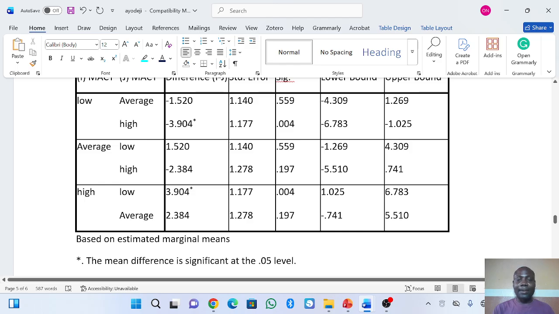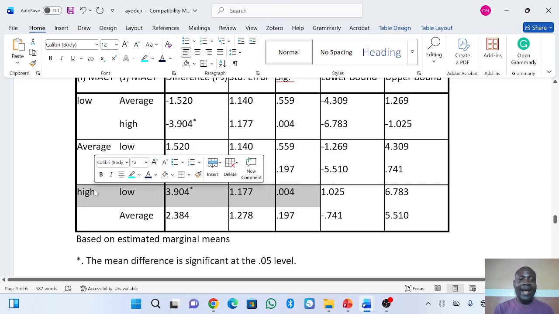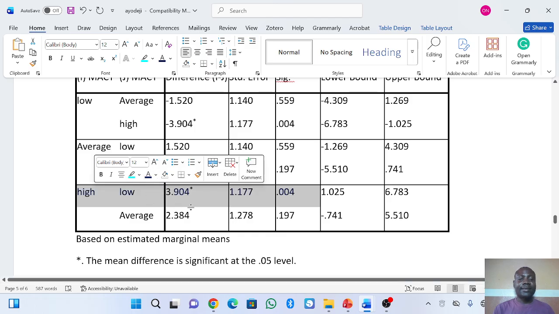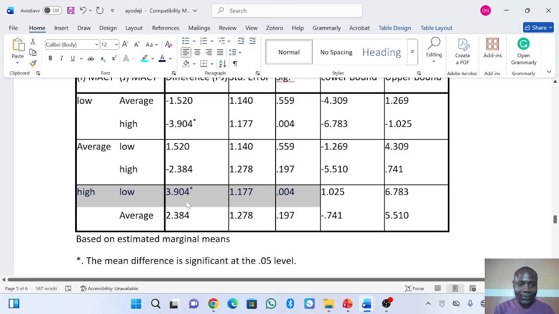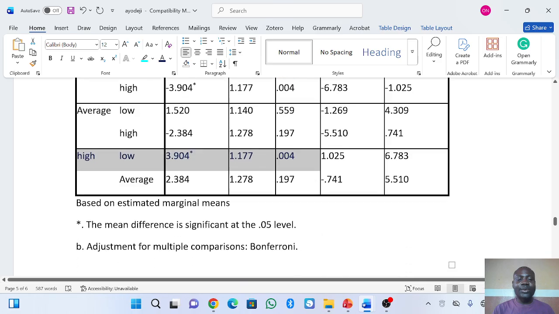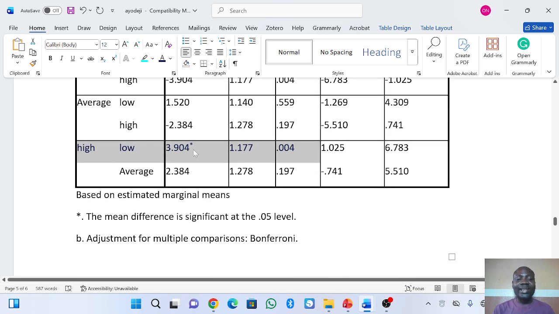Look at this, what we have here. Look at high and low. People with high mental ability, they had I minus F 3.904. That means the interest of people with high mental ability, just like it's showing here, is 90.634. The average one is 88 and 86. So purely the interest obtained, if we compare the two, there is a significant difference between the high and the low. Look at the average.